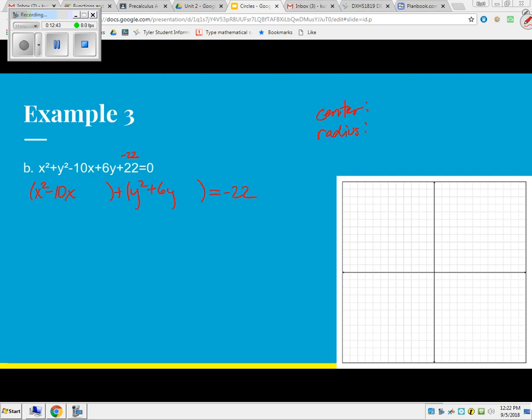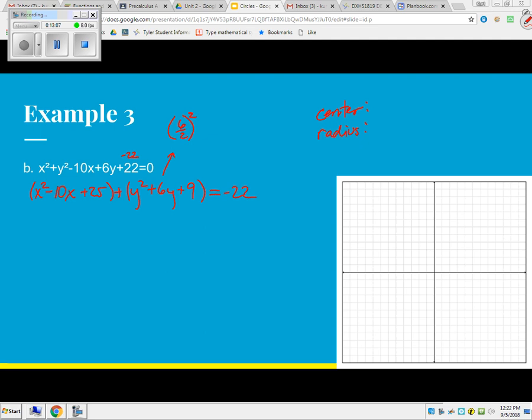Yes, I left that awkward space right there for a reason, because I am going to have to complete the square in order to finish this. So I took half of 10, which is 5. 5 squared is 25. Let me write out what I'm doing here. I'm taking half of 6, which is 3, and then squaring it. It's 9.